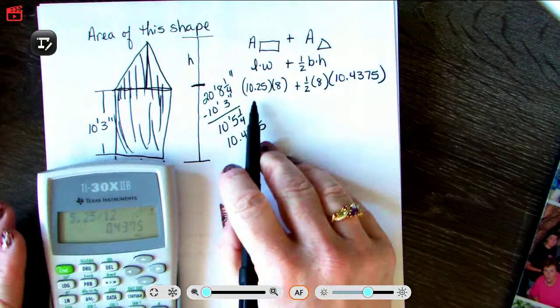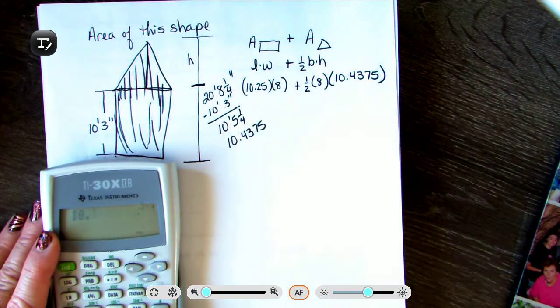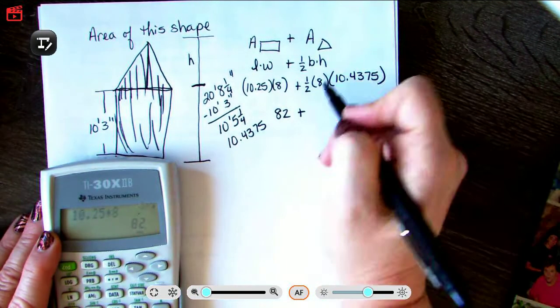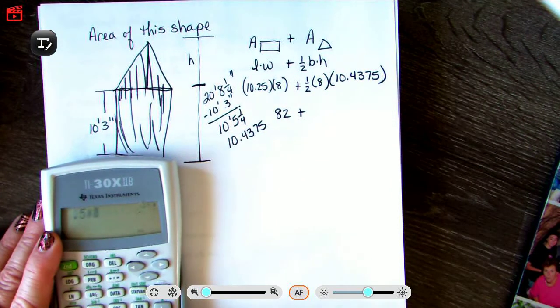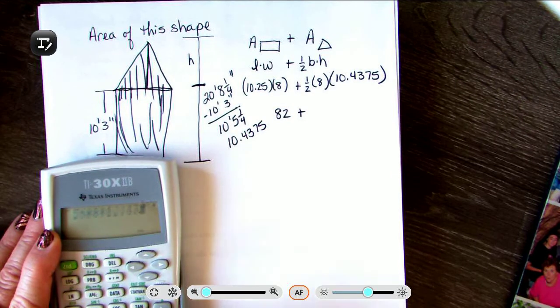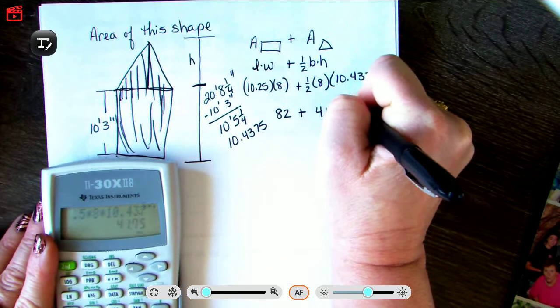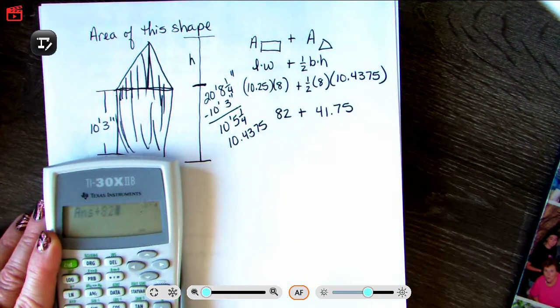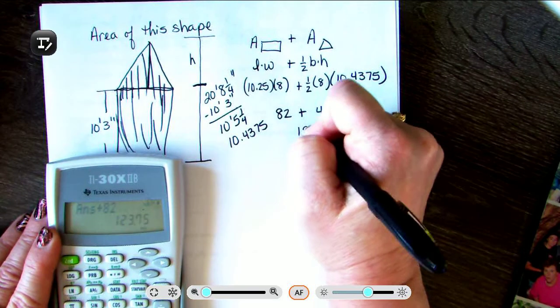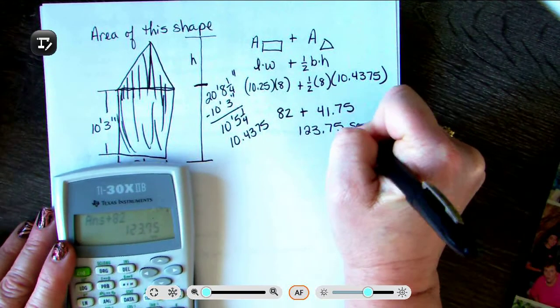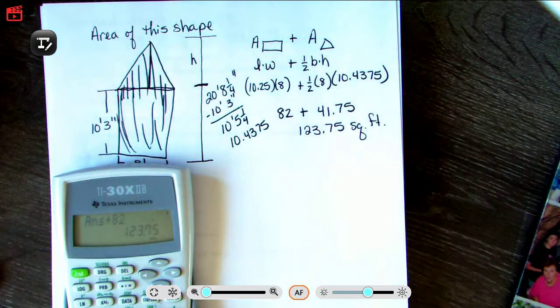And now I just need to do the arithmetic. So 10.25 times 8, that's 82. And then I'm going to do 1/2, which is 0.5, times my 8, times my 10.4375, which is 41.75. And now adding those two together is 123.75. And again, we did everything in feet, so this would be square feet.